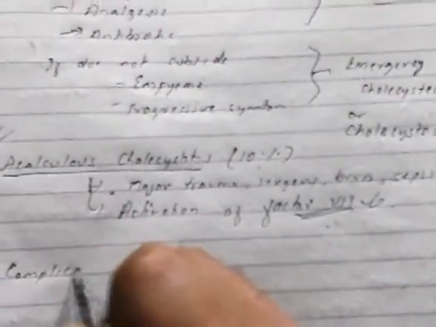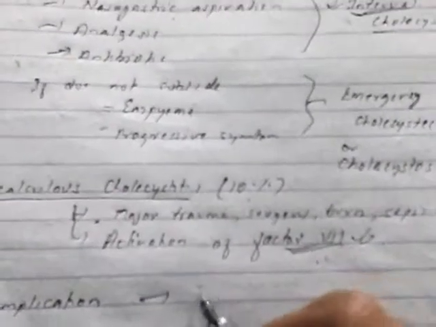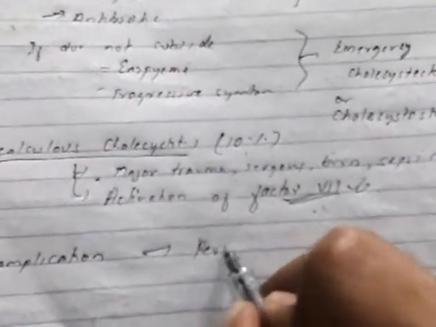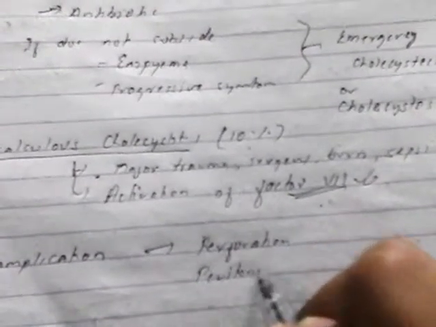Complications can be: first of all, perforation can occur, peritonitis can occur, cholangitis can occur, and sepsis can occur. These are the important complications of acute cholecystitis. Okay, this much for cholecystitis.